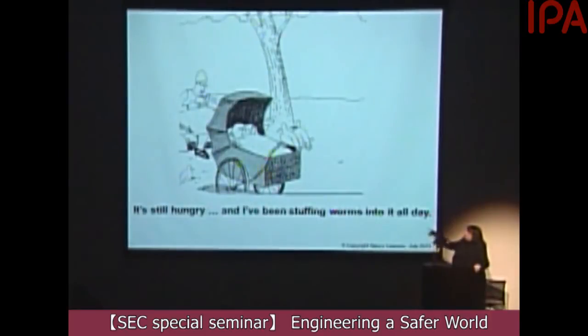So what we've got is, in this cartoon, the birds are saying, it's still hungry, and I've been stuffing worms into it all day. We are trying to do the right thing, but we're using techniques for a different problem, a problem that used to exist and doesn't exist today.